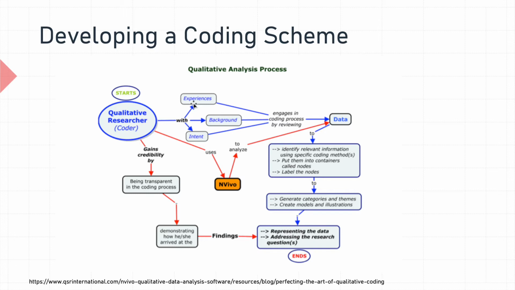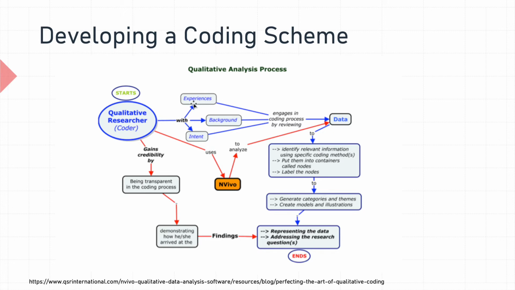Let's walk through this table, or this graphic that I created. You can see NVivo in the center, but you start with the qualitative researcher who is also your coder. You go into this with experiences and intent and background, and then you engage in the coding process of the data. At the same time, one of the things you hope is to gain credibility by being transparent in the coding process. Most people, in fact, everybody I know, creates a code book.